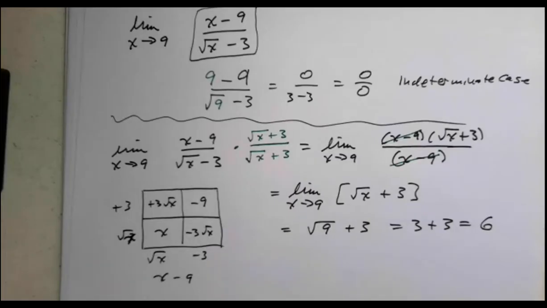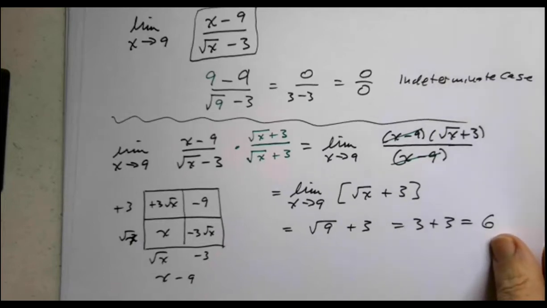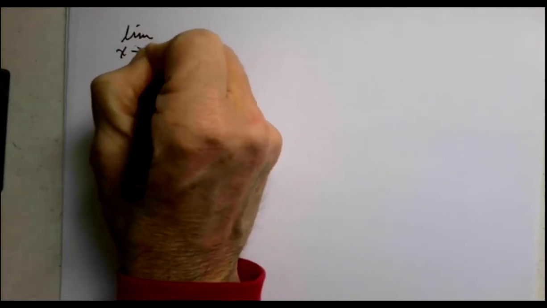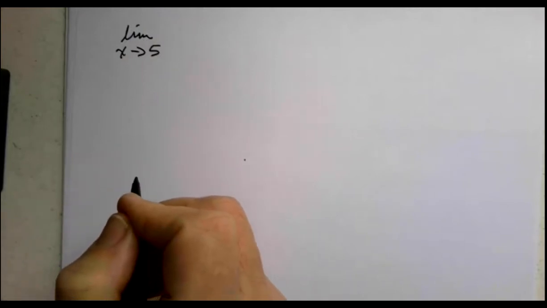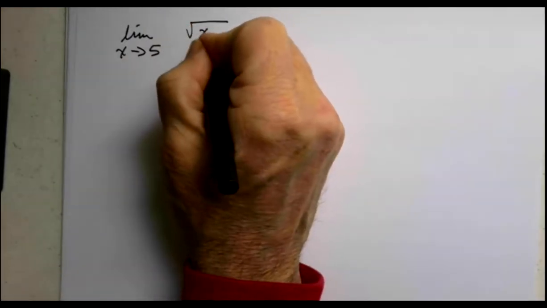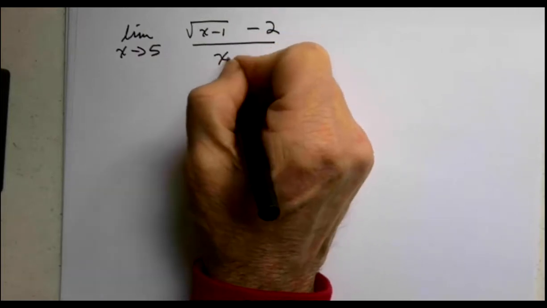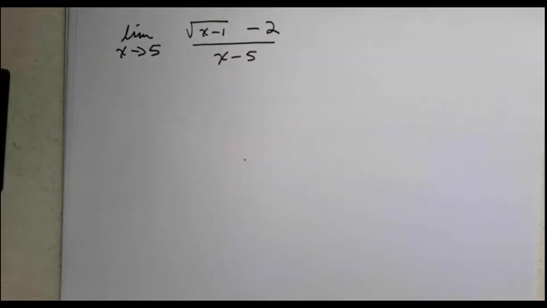answer here. So our tool here was to rationalize the denominator, but that's not always the tool that we use for those interesting cases. What if I have the following? If I have the limit as x goes to 5 of root x minus 1 minus 2 over x minus 5. So we always try to plug it in first and see if we get something useful.